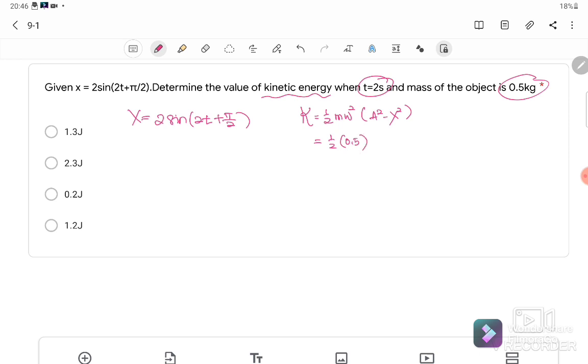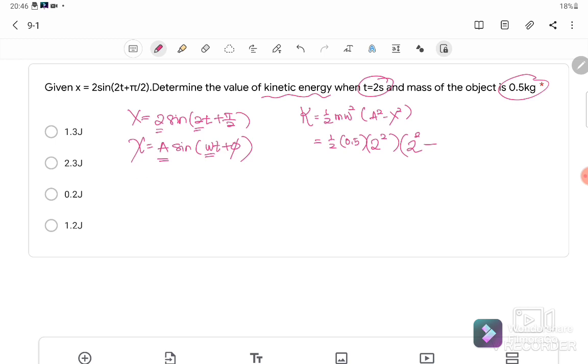Okay, omega we don't have, but we can compare the equations here where x is equal to A sine (omega t plus phi). So we know that omega is actually 2. So we substitute here 2 squared. Okay, amplitude here is actually A equal to 2. So I substitute here 2 squared minus x squared. Okay, so we need to find the displacement when t equals 2 seconds.